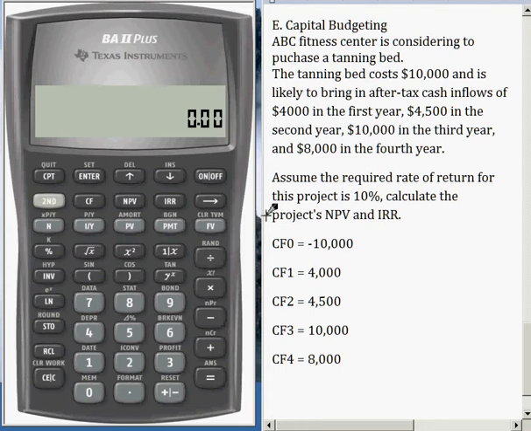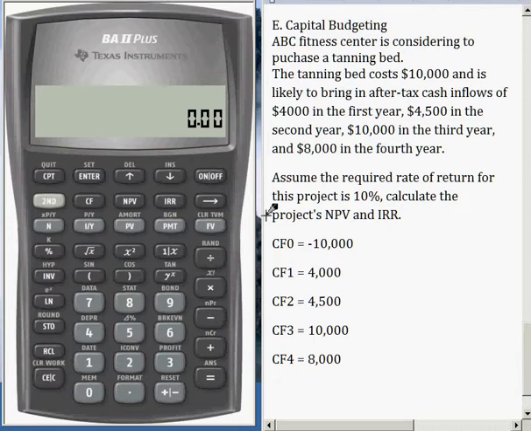Okay, this time I will show you a capital budgeting problem. So how to use the financial calculator to calculate the capital budgeting problem. So this example is ABC Fitness Center is considering to purchase the tanning bed.